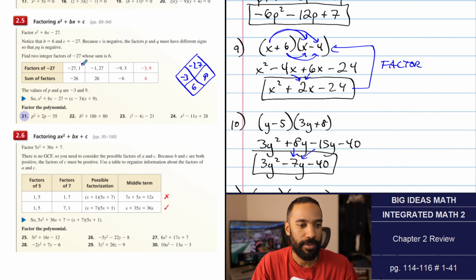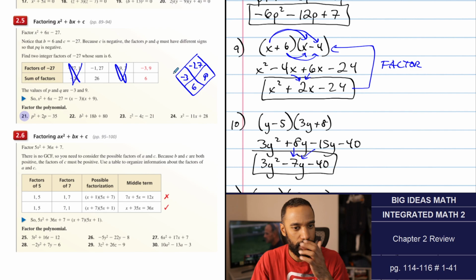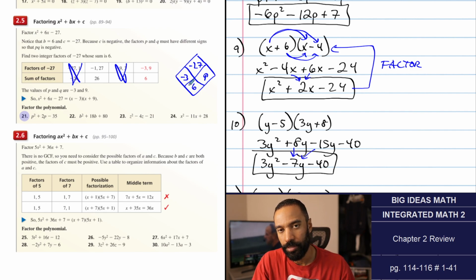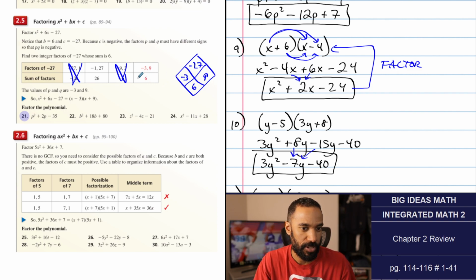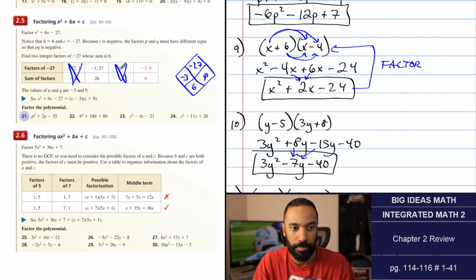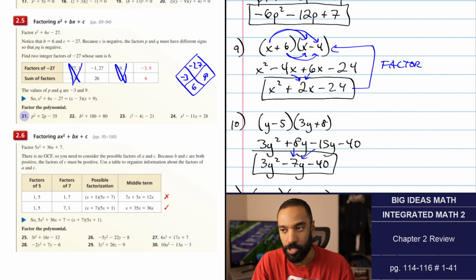Now, like I said, I would have never tested this, and I never would have tested this. And the reason is because I needed a positive result, a positive sum. And so I'm only going to test my factors where my larger factor is the positive one, because there's no way I'm going to get a positive 6 from doing a negative big plus a positive small. That's all I'm going to say.